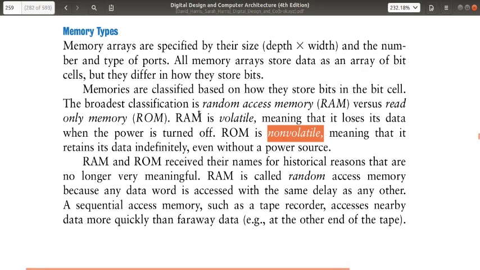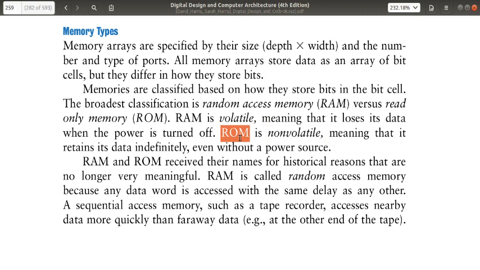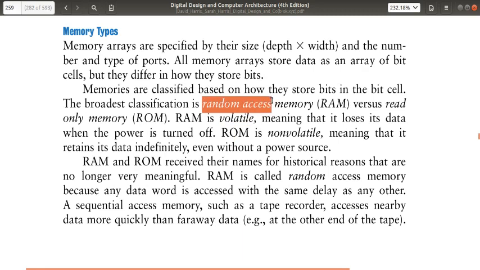So RAM and ROM. The thing is that ROM is also a random access type of memory. Random access means the time taken to access any memory location is the same. This came as an improvement over something called sequential access memory, such as magnetic disks and magnetic tape recorders. Those are actually sequential access memory.